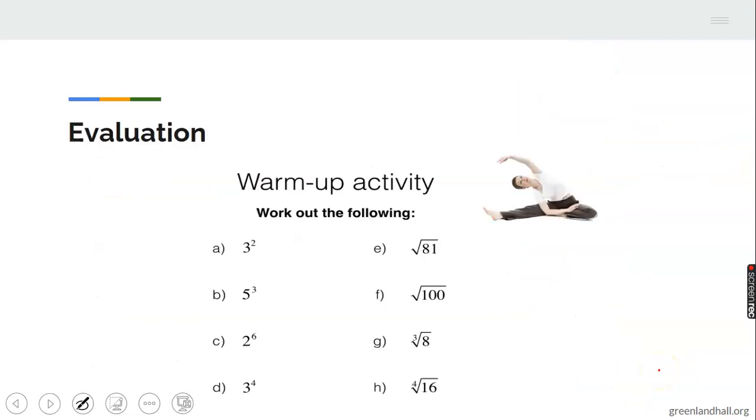So you are to attempt these activities. We've seen them before. The square root of 81 is what? Square root of 100 is what? The cube root. Take note that there is a 3 here. The cube root of 8. This one denotes that it's not square root. And then look at this. Which number are you going to multiply 4 times that will give you 16? Okay? You get that as well.